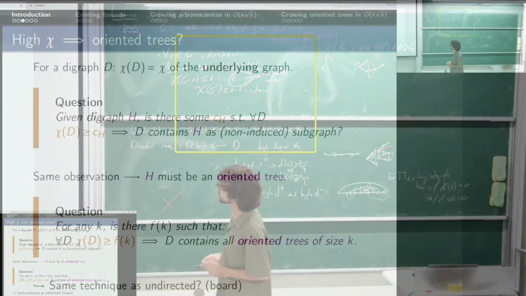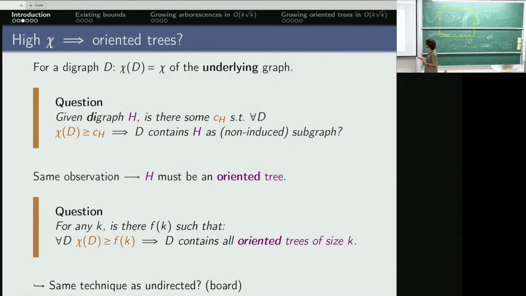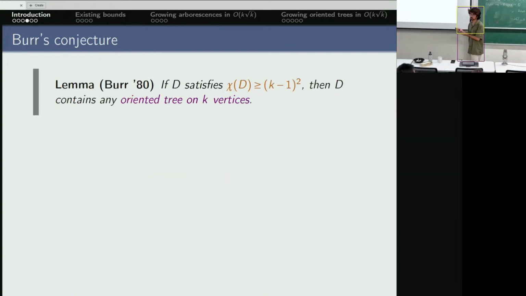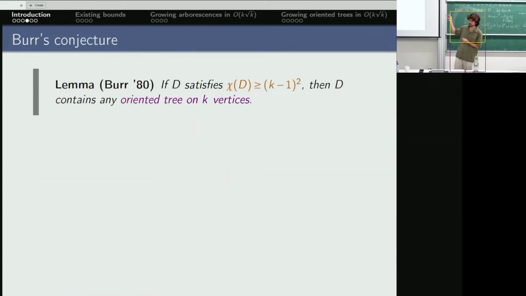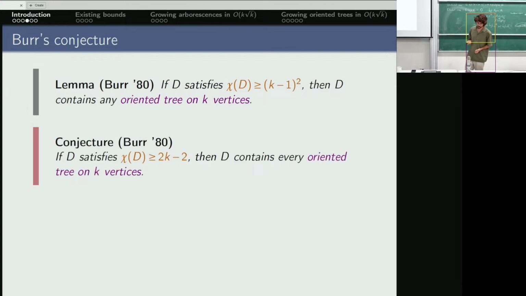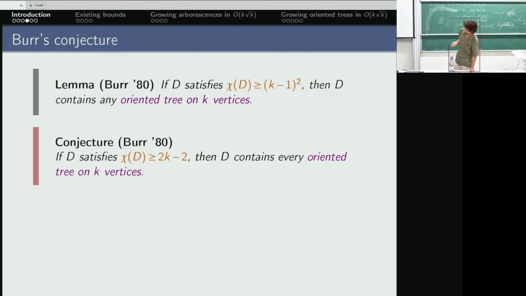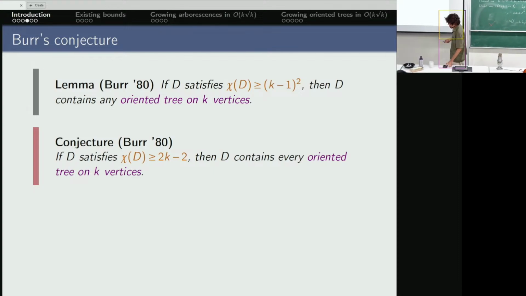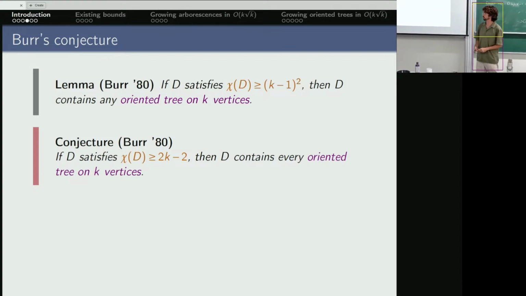Sweet. Any questions? So the question is a bit harder for oriented trees, and we don't even have a bound yet. But actually, Burr showed that chromatic number roughly k squared guarantees you all oriented trees on k vertices. But he actually conjectured, this was in the 80s, that it should be much lower, that if this has chromatic number 2k minus 2, then it has to contain every oriented tree on k vertices.